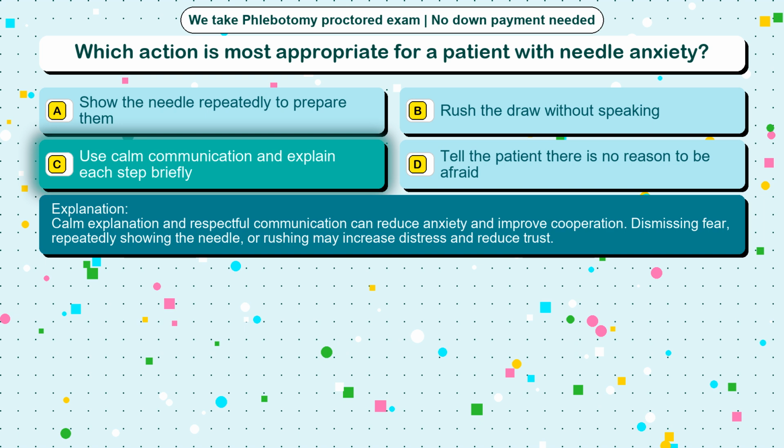Calm explanation and respectful communication can reduce anxiety and improve cooperation. Dismissing fear, repeatedly showing the needle, or rushing may increase distress and reduce trust.